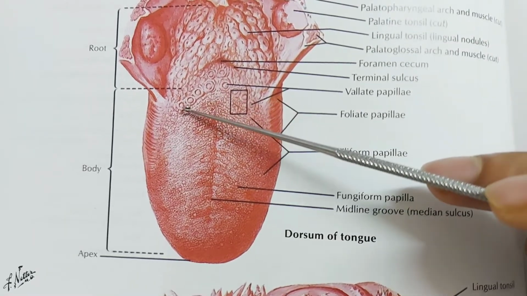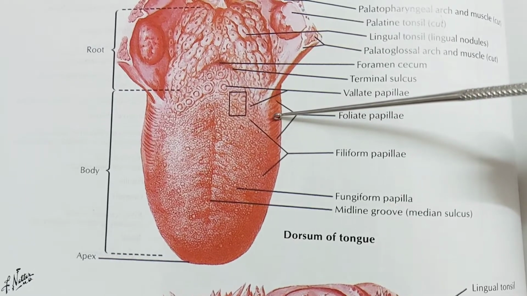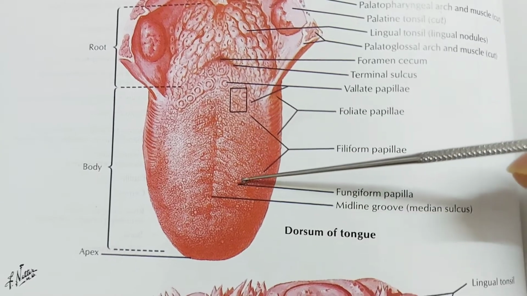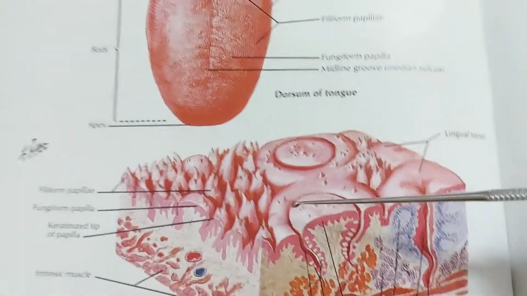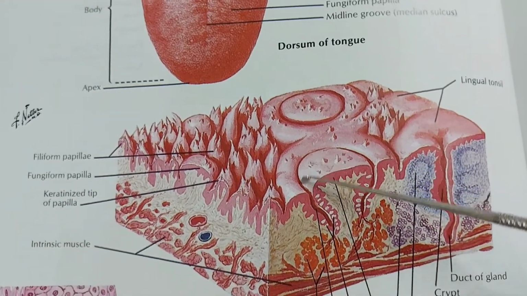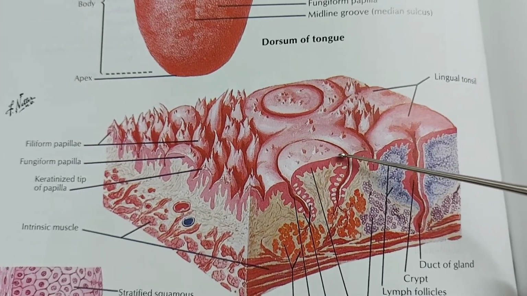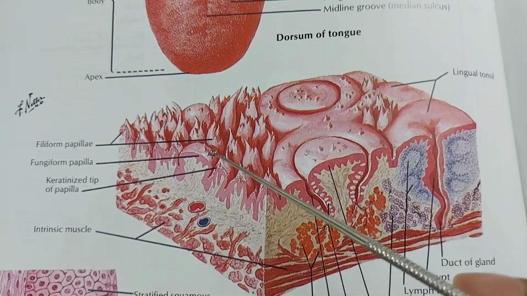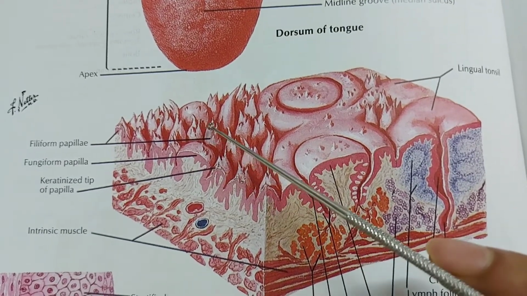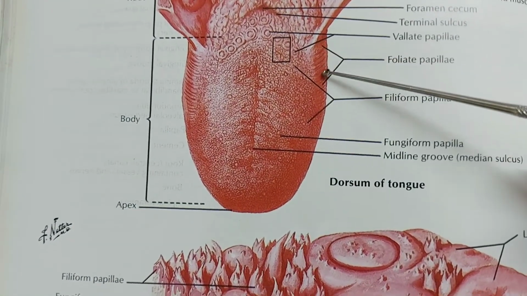Here is the circumvallate papilla. Here is the foliate papilla. Here is the filiform and fungiform papilla. We can see this in a close-up view. This large one is the circumvallate or vallate papilla. Then this is the fungiform, this is the filiform, and in the border we can see there is the foliate papilla.